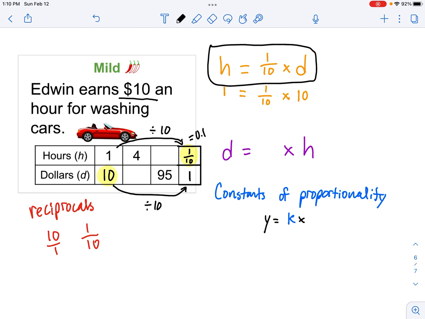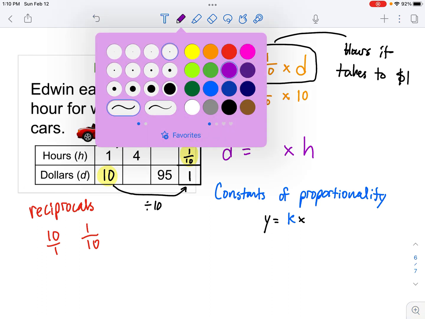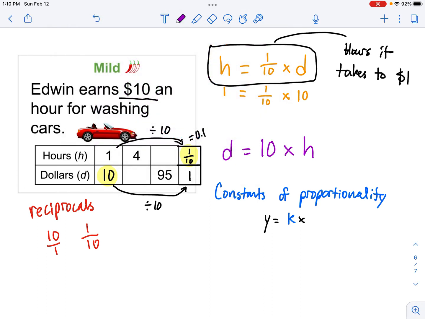And if you think about it, that makes sense because 1/10 is how many hours it takes to make $1. And if I multiply that by the number of dollars that I make, I'll end up with how many hours I've worked. Okay? And so it makes sense that the other one must be 10 here. And we can confirm that also.